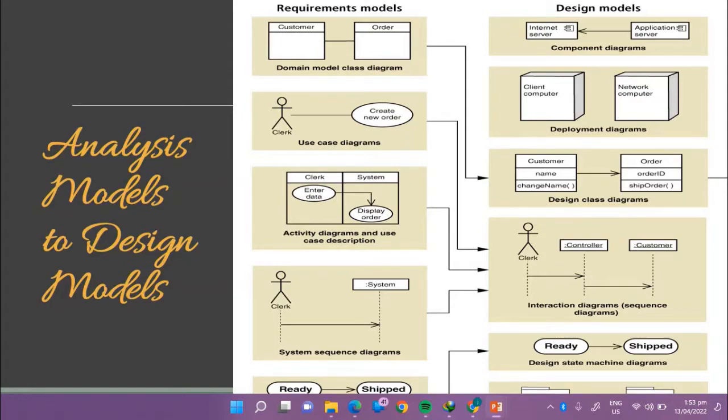Notice that some model types are outputs of both analysis and design. For example, class and state diagrams appear on both sides of this figure.